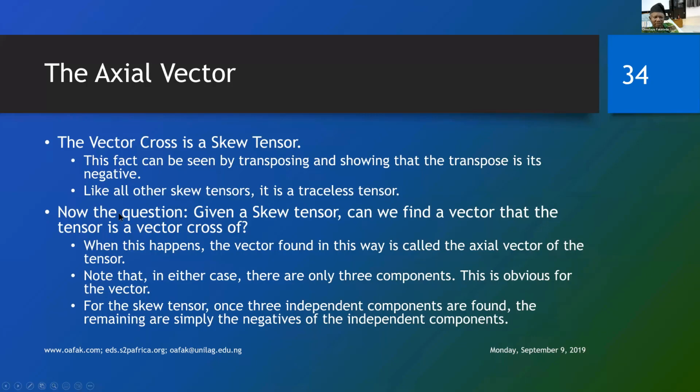Now the question: given a skew tensor, can we find a vector that the tensor is a vector cross of? When this happens, the vector found in this way is called the axial vector of the tensor. Note that in either case, there are only 3 components. This is obvious from the vector. For the skew tensor, once 3 independent components are found, the remaining are simply negatives of the independent components.